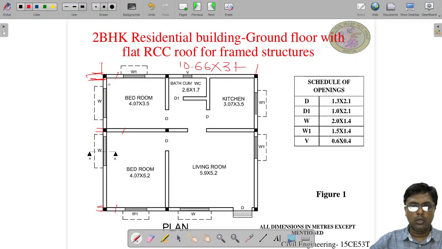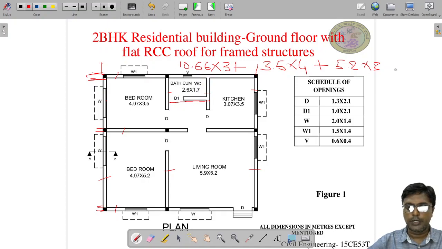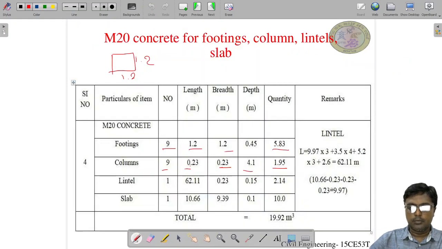Where do we have to put it now? Only from in to in. So I will take 3.5 into 4, plus 5.2 into 3, plus where we have left it here. Only this part we have left, we have put for all the other walls. This is 2.6. As such, the length of the lintel becomes 62.11. The breadth will be the same as the wall thickness, which is 0.23, and the depth they have given us is 0.15, which gives 2.14.